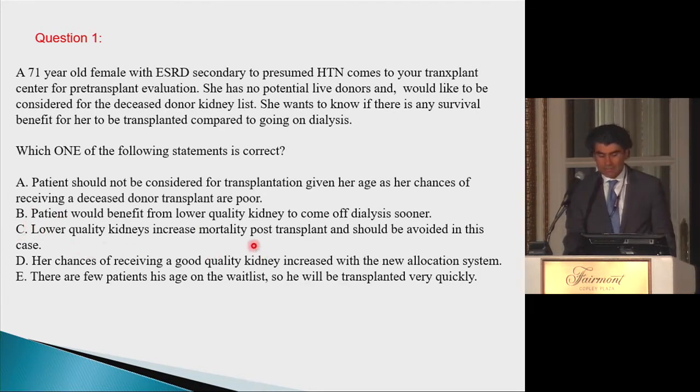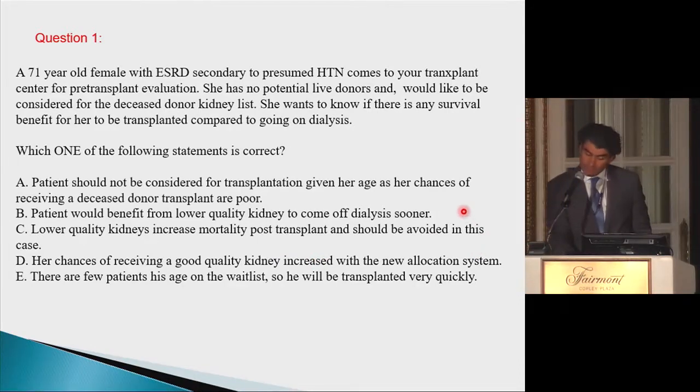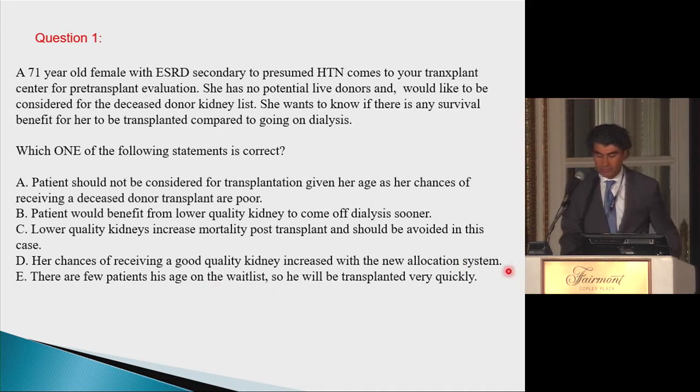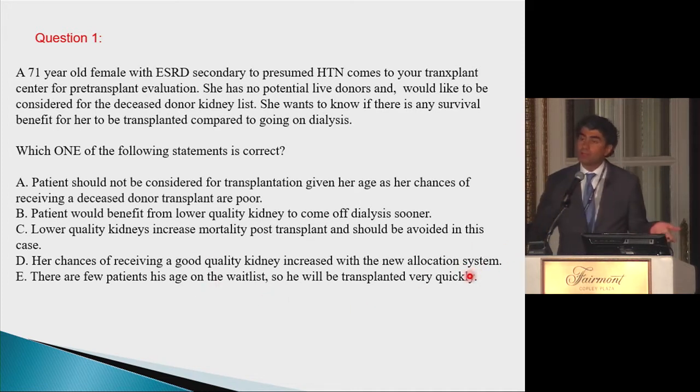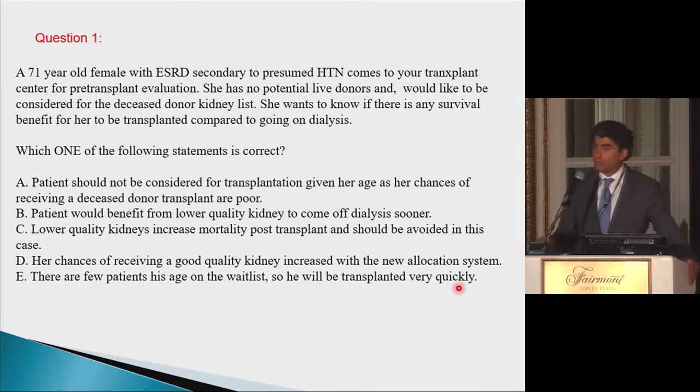C: Lower quality kidneys increase mortality post-transplant and should be avoided in this case. That's true, with lower quality kidneys there is an increased mortality, but they should be given to patients who would do worse if they stay on dialysis. D: Her chances of receiving a good quality kidney increased with the new allocation system. That's not true. It probably decreased. E: There are few patients her age on the wait list, so she will be transplanted very quickly. We have more and more elderly patients on the waiting list, so this is also not true.